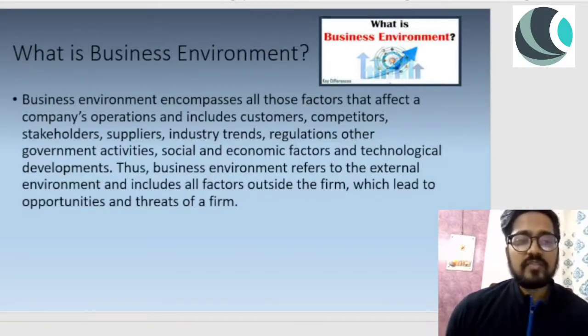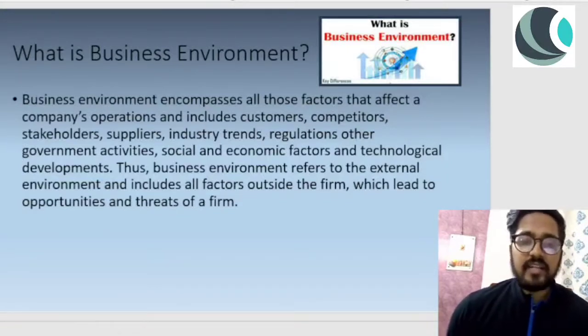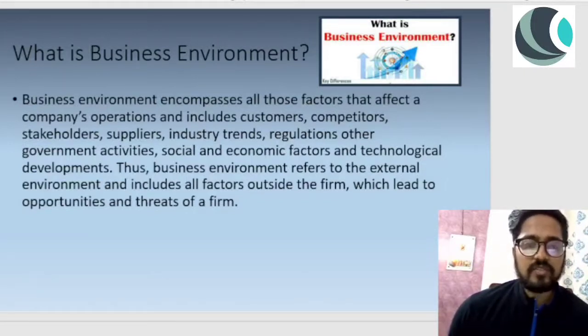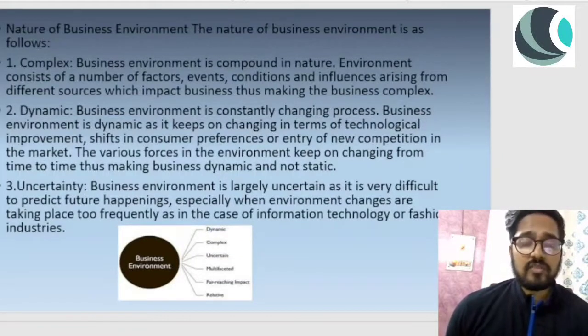All right. So business environment encompasses all these factors that have been mentioned, like stakeholders, suppliers, industry trends, competitors, customers, regulation, other government activities, social and economic factors, and technological development. So this is just a definition of the business environment. I hope I have made myself clear with this. Next up, we'll talk about the nature of business environment. It is very crucial to know the nature of business environment.